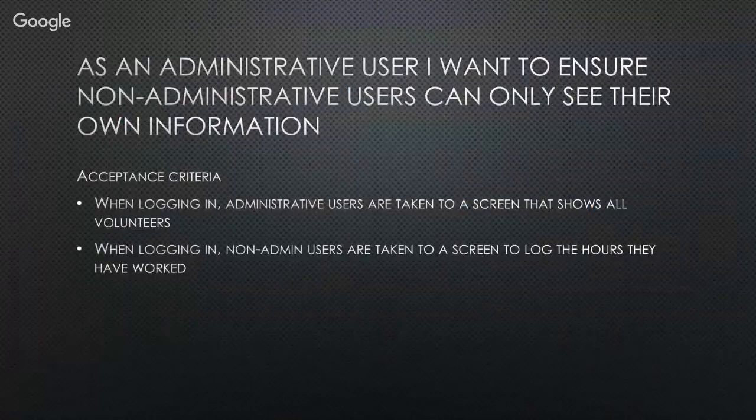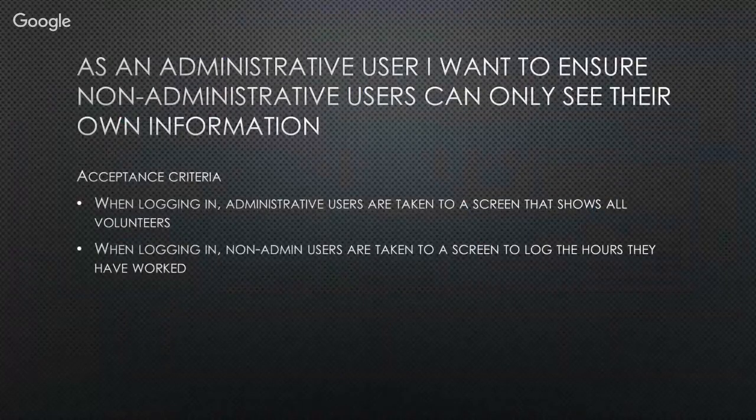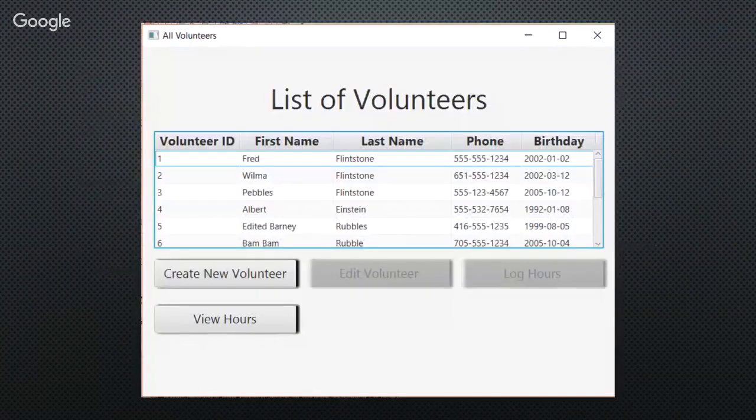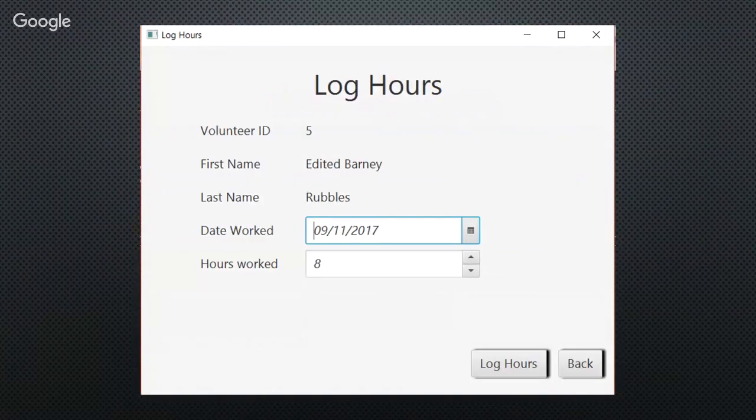If we were looking at a user story, you might say, as an administrative user, I want to ensure non-administrative users can only see their own information. And then we would put some acceptance criteria to that. So when logging in, administrative users are taken to that all volunteer screen. And when logging in, non-admin users are taken to a screen to log their hours. So if I'm an administrative user, I should be sent to this screen. But if I'm not an administrative user, I should go to this screen.